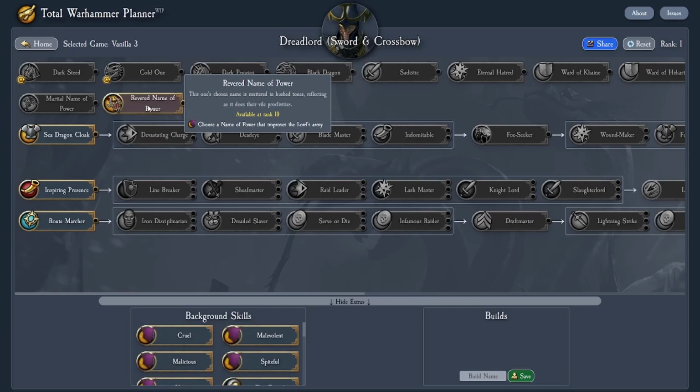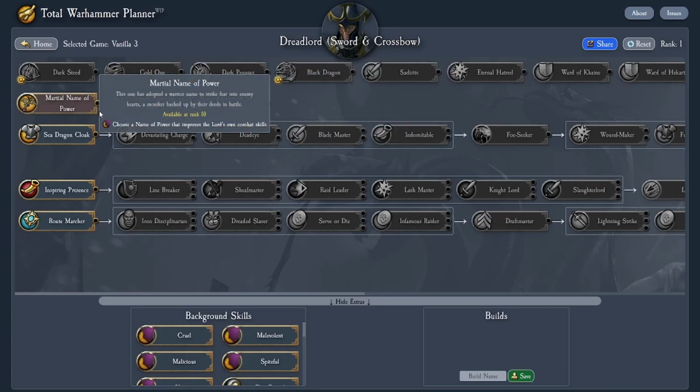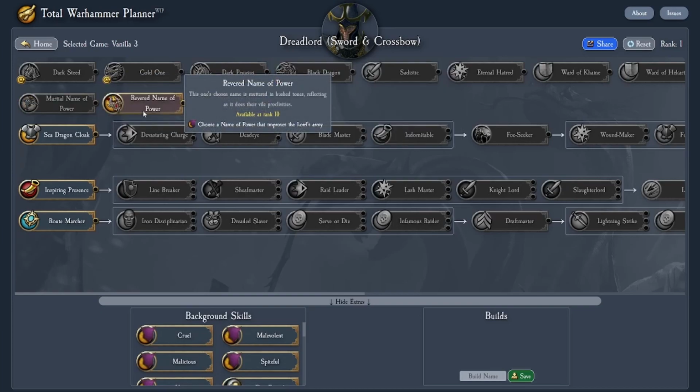The Dark Elves, it works a little differently, where you unlock a name of power to improve the army once you get to a certain point. But these are the sort of factors that might not be the most important factor when selecting which lord to use, but it is important to make yourself aware of them in advance, or at least know how to look for and recognize them.